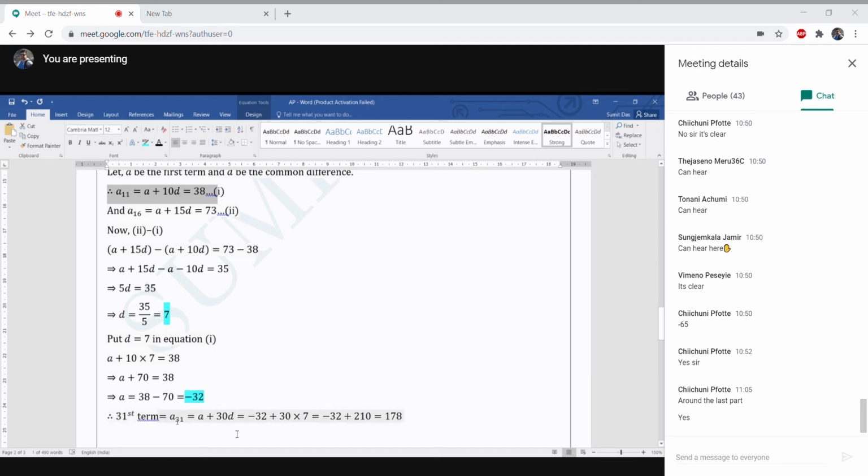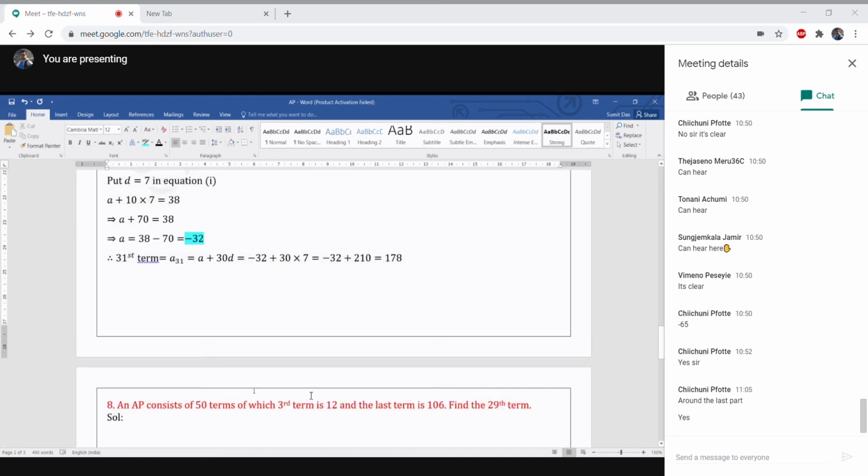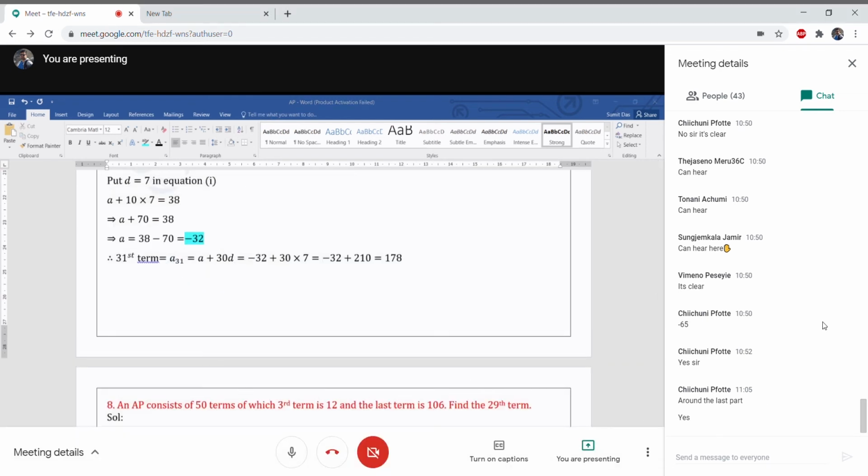The 31st term is equal to a31. a31 means what? a plus 30d. Why 30d? n minus 1. n is 31, and 31 minus 1 is how much? 30. So directly I am writing a plus 30d. Now put the value minus 32 for a, and 30 into d, where d is 7. So after calculation we get 178. Okay. Now it's clear.